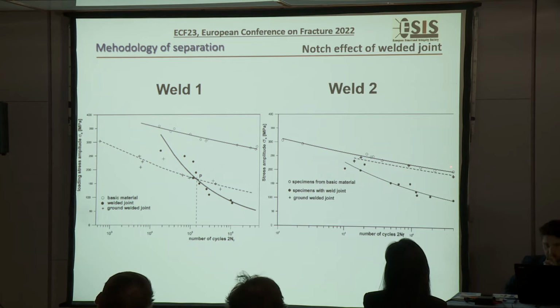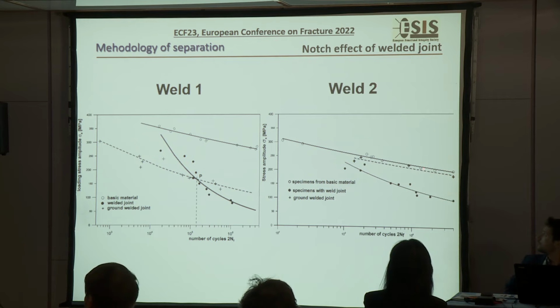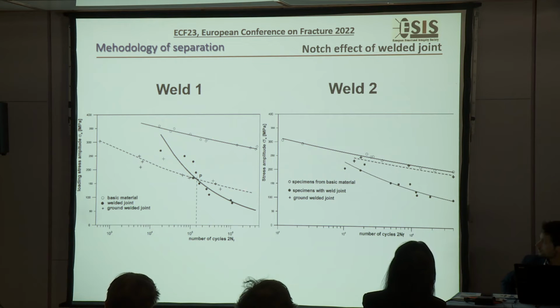Also here are three curves: the curve from basic material, the curve from the welded specimen, and the curve from the weld with the geometrical notch removed. It's very interesting that for this best weld, when I remove the geometry of the weld, the line is similar to the basic material. This means very good technology in this weld. Here, the difference between the total weld and the weld with the geometry removed is very big. It's possible to say that this technology is worse.